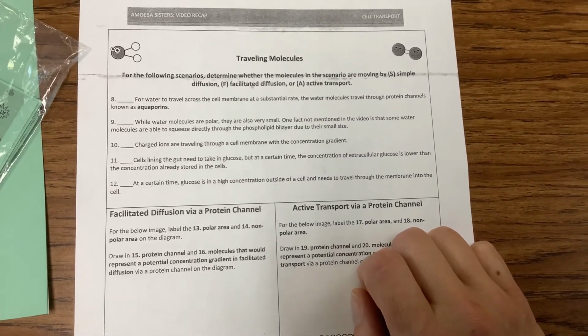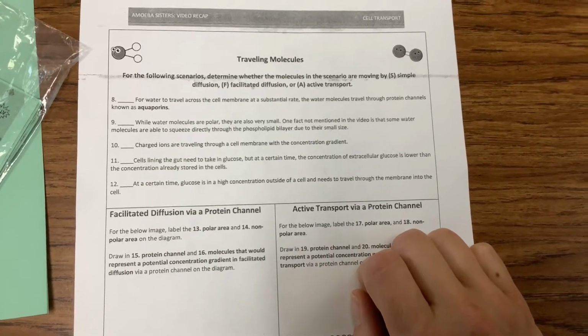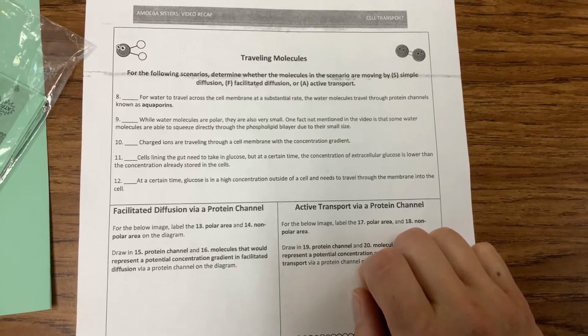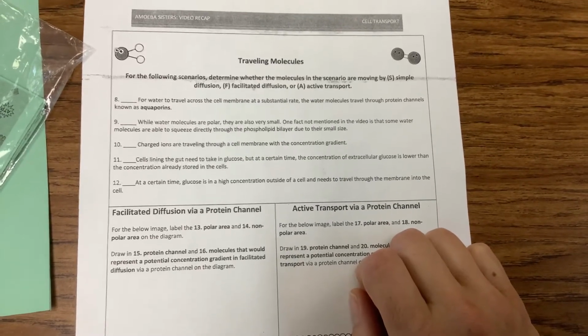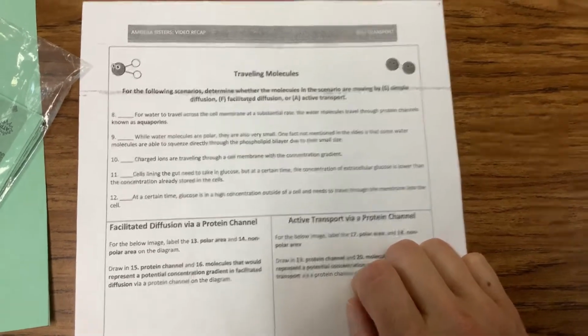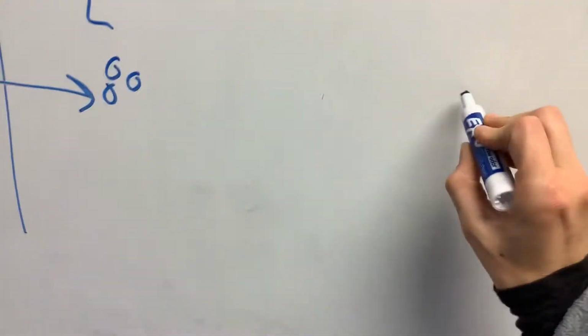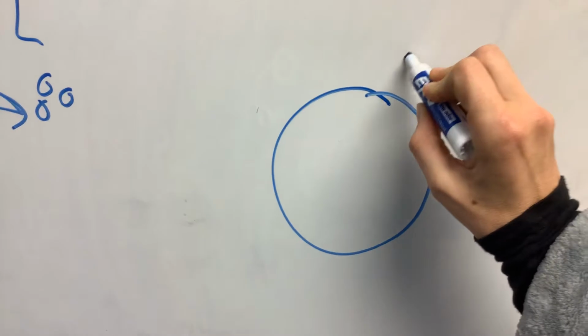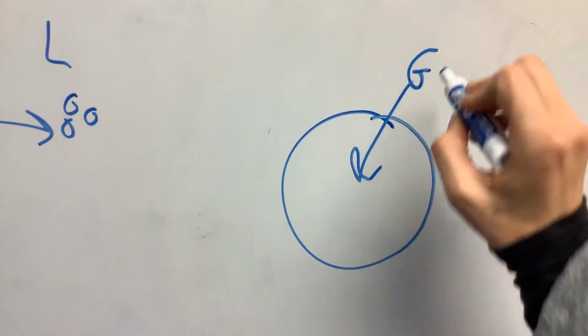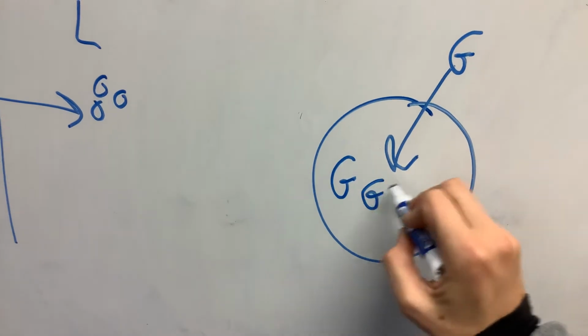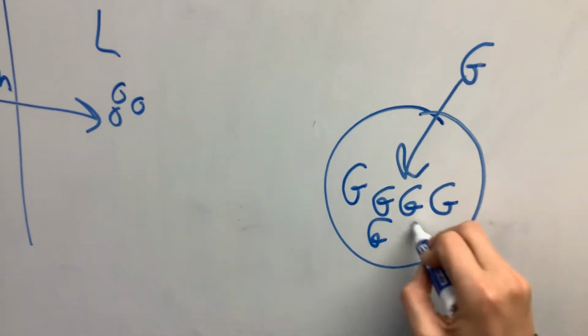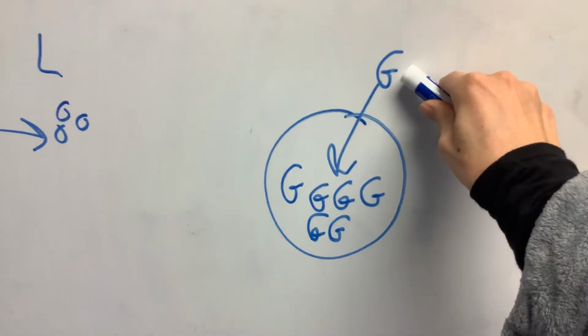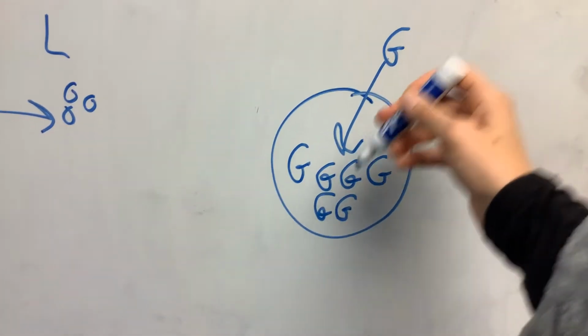Cells lining the gut need to take in glucose, but at a certain time, the concentration of extracellular glucose is lower than intracellular, or than the concentration already stored in the cells. What does extracellular mean? Outside. Good. So here would be an example. And guys, you may have to draw examples just to see what we're doing. Okay, so they said here's a cell. We need to bring in glucose, but sometimes extracellular is lower than intracellular. What is it called when you have to push, pump molecules in against the gradient? Active, because it uses energy.